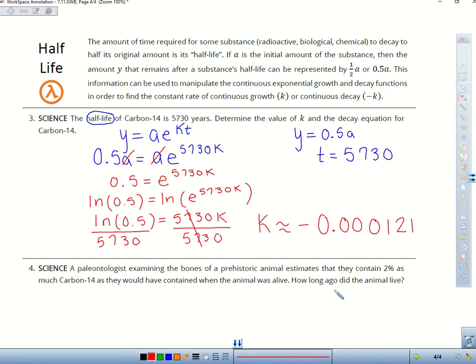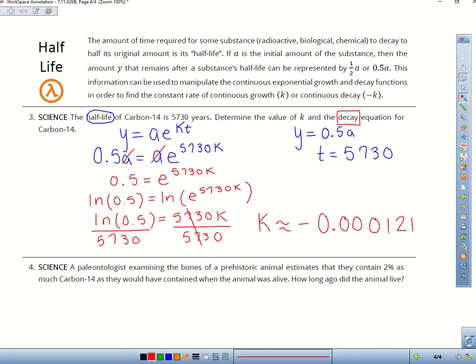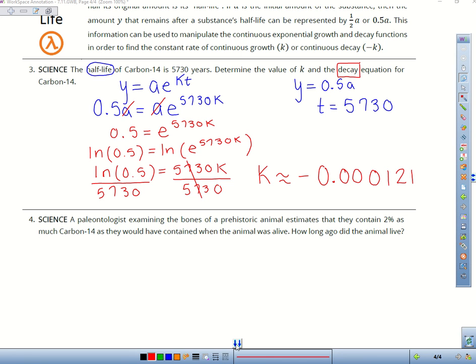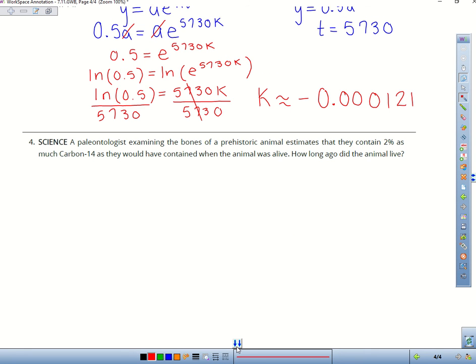Did we expect the amount to be negative here for k? Why did we expect it to be negative? It's decaying. And did we expect it to be a really slow growth rate, or decay rate, rather? Yeah, because it took 5,730 years. So the rate is very, very slow. It's not happening overnight. This is over thousands of years. Okay, so the next question.